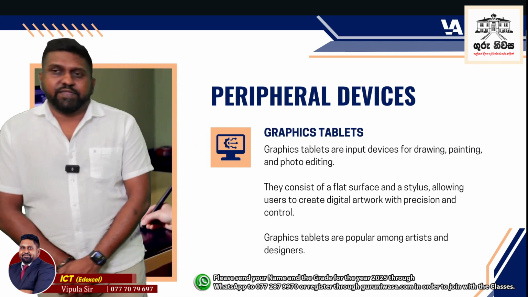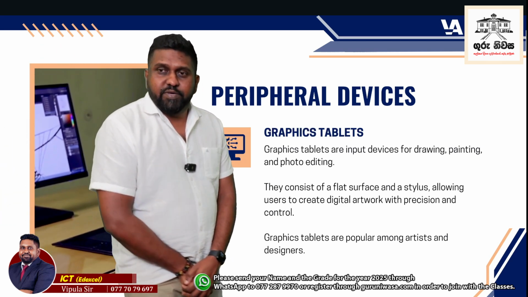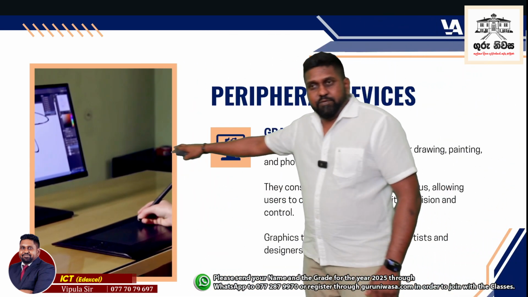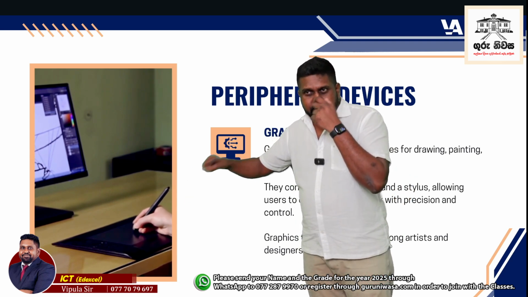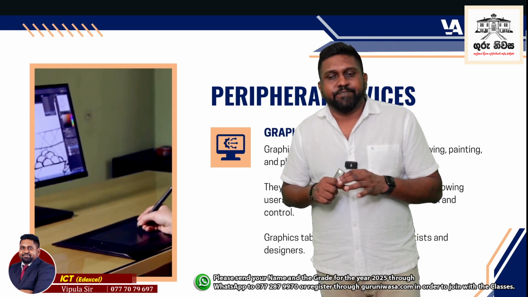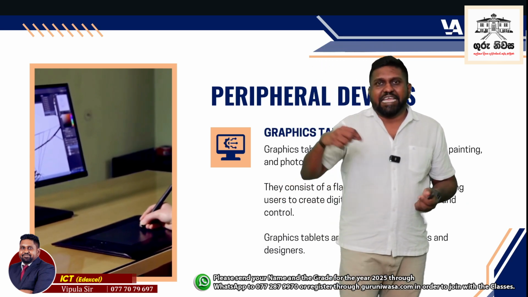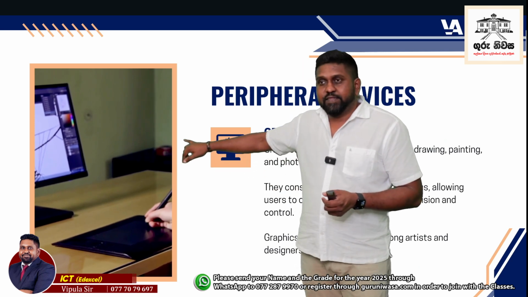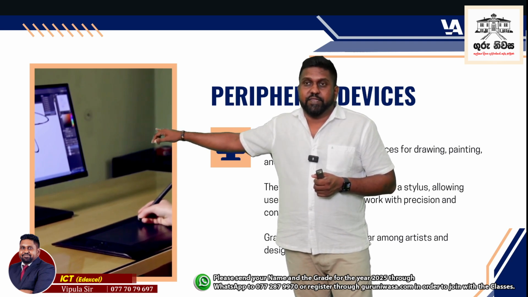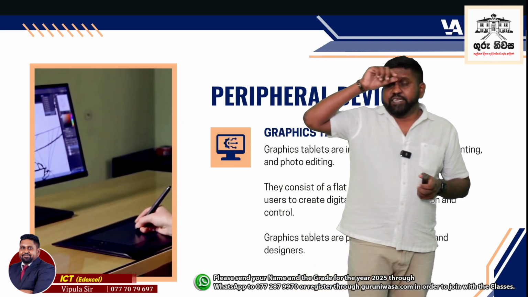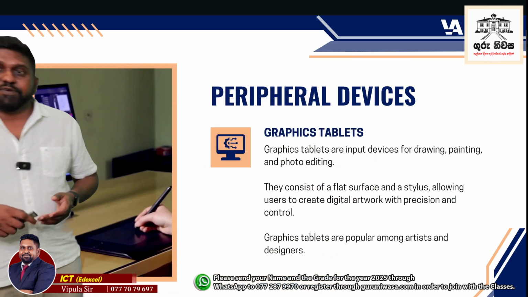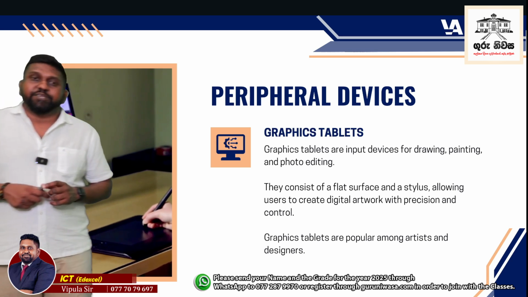And then we have the thing called a graphic tablet. A graphic tablet is a small tablet, as you can see here in the video, where you will be using a pen. Using this pen you can actually draw on it. You can see this guy basically drawing something, and you can see the output on the screen itself. So what's the definition? Graphic tablets are input devices for drawing, painting and video editing.